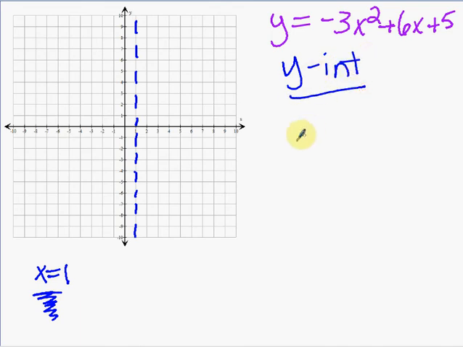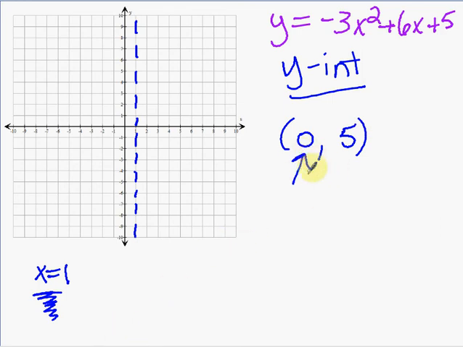So for my y-intercept, what I'm going to do is plug in 0 for x and see what pops out for y. And we can do this without actually plugging it in. We can just take a look at our function right here. If I put a 0 in right in this first term, I'm going to have 0 squared, which is 0 times negative 3. That's 0. If I put a 0 in with that x right there, 6 times 0 is 0. So that term's gone, and I'm left with this 5, this c.